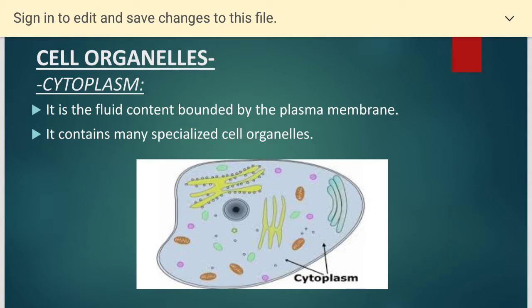To start with, cytoplasm. We have already seen about the nucleus in the previous video. Today, cytoplasm. Cytoplasm is a fluid content bounded by the plasma membrane. So inside the plasma membrane, whatever fluid is present is called cytoplasm, in which the other cell organelles are embedded. So cytoplasm is a base for all the other cell organelles.